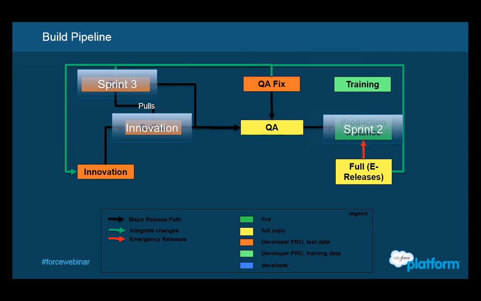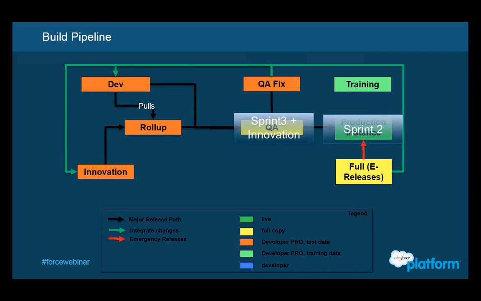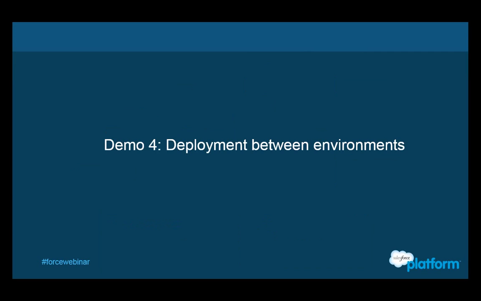Fast forward 2 weeks, sprint 2 goes into production. Sprint 3 and innovation are now ready for QA. Sprint 4 starts. So you can see there with some automation setup, we can have multiple and parallel development streams and main releases all rolled into one. So hand it back to Srini here. He's going to show us how to actually deploy between environments.